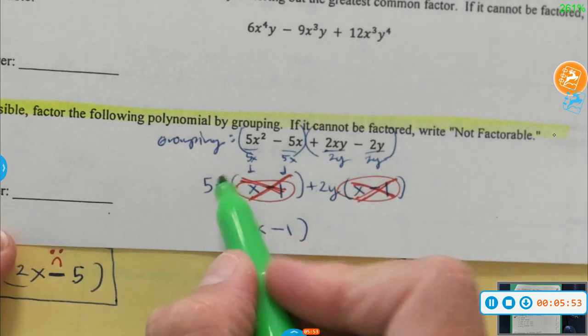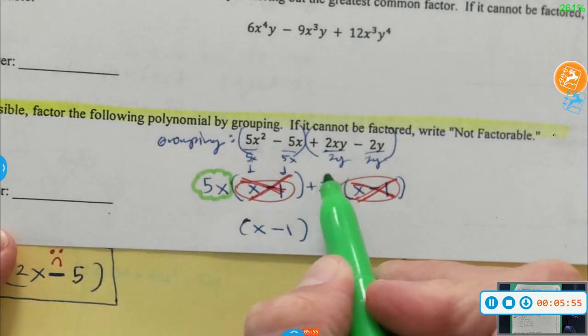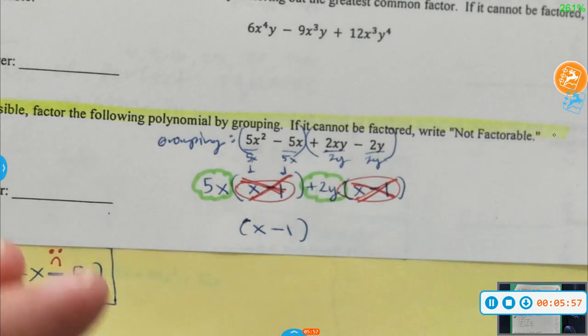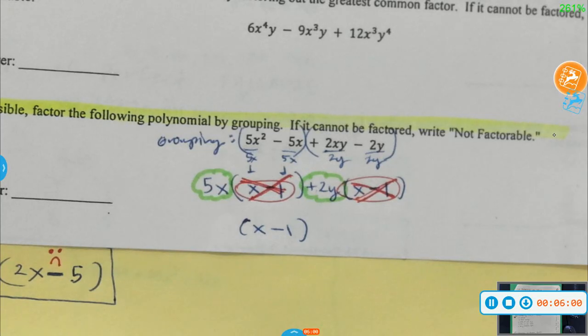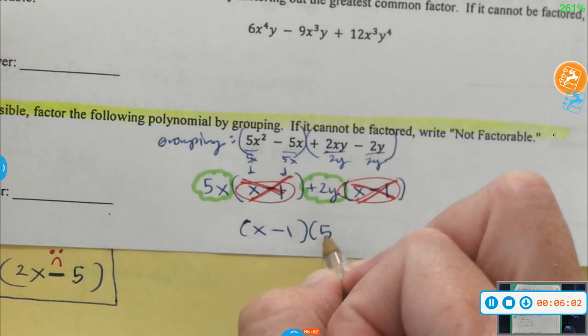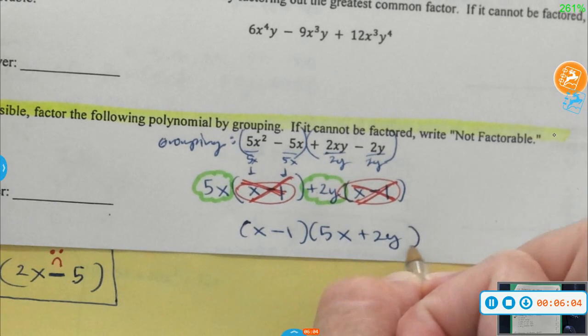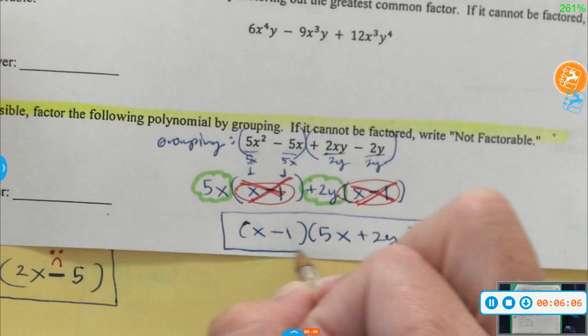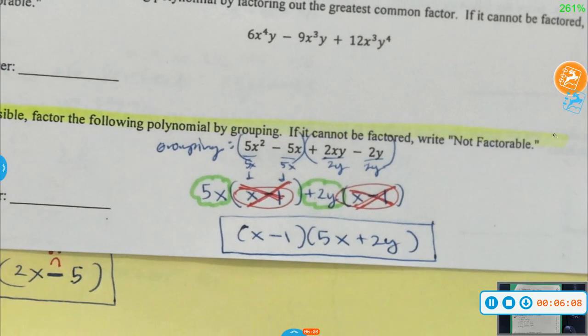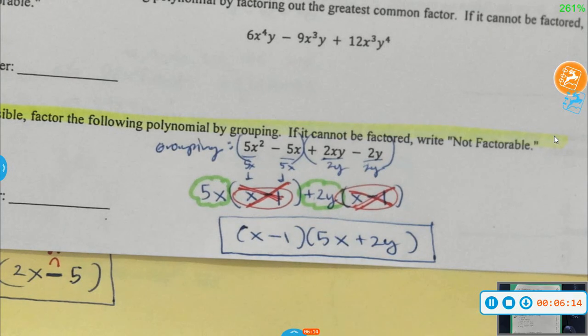And then you bring whatever's left over. So here I have a 5x left over. Here I have a 2y left over. Bring it straight down, 5x plus 2y. Now, if you want to check your answer, you would FOIL that. You could make the box, or you could just do first, outer, inner, last. And you would get the correct answer.